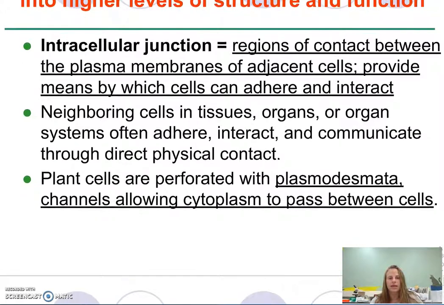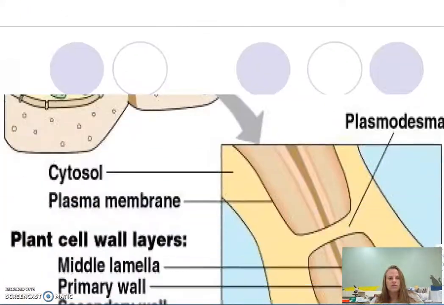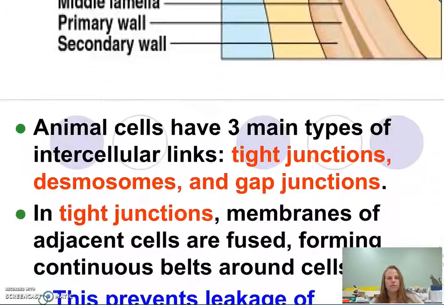Well, how do plants communicate? It's called plasmodesmata, which are channels allowing cytoplasm to pass between the cells. So here, if you look at this picture, here is the plasmodesmata. It's just a channel that allows molecules in cytoplasm to pass through.